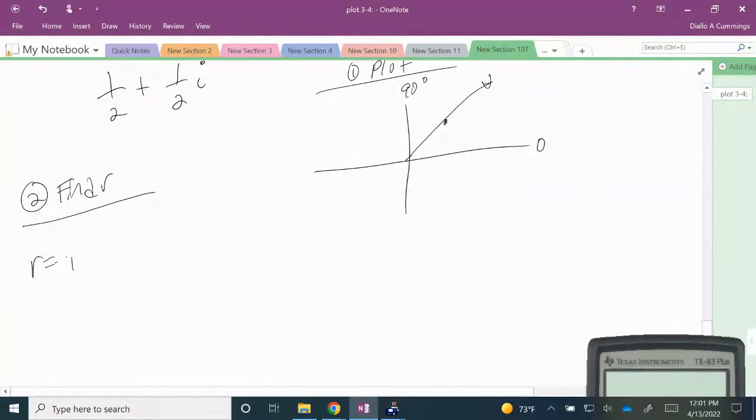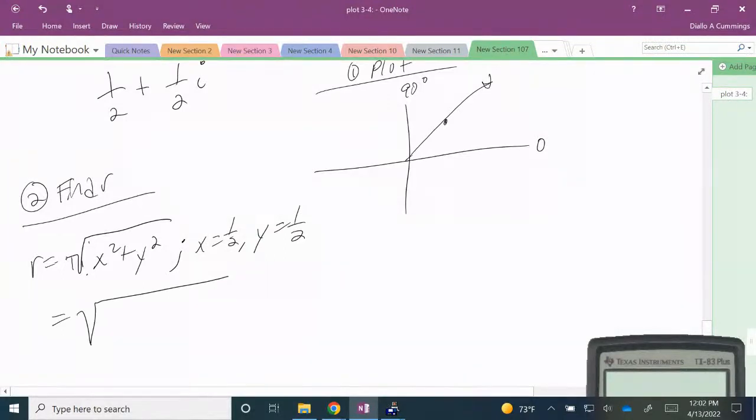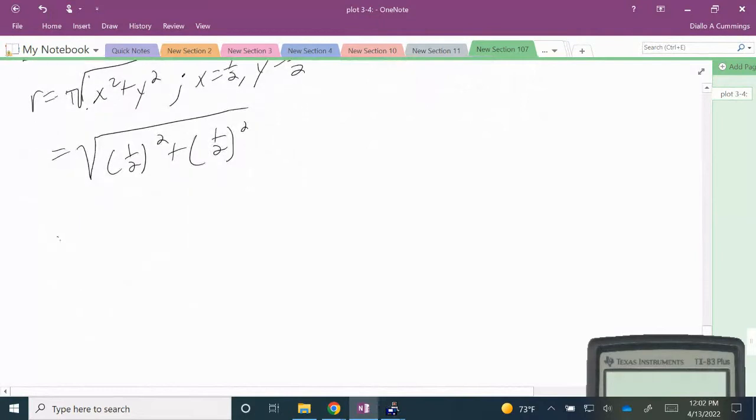So r is equal to the square root of x squared plus y squared. So x is 1/2 and y is 1/2. So that's the square root of 1/2 squared plus 1/2 squared. Okay, 1/2 squared, we square the numerator and the denominator, so that's 1/4 plus another 1/4.